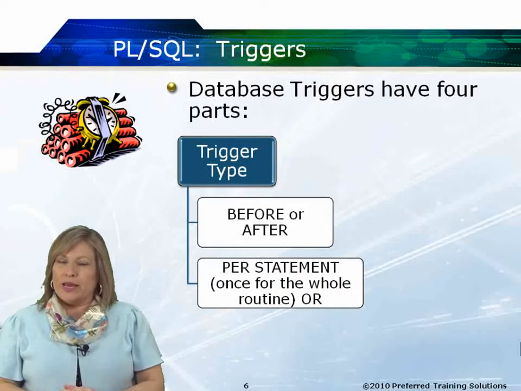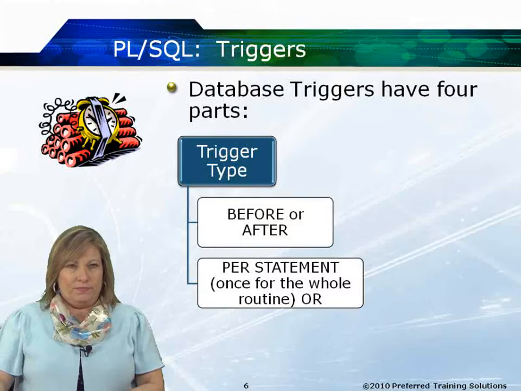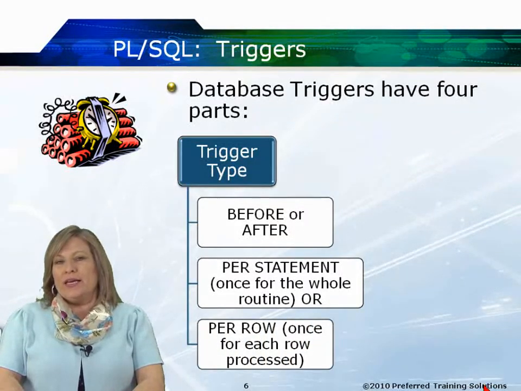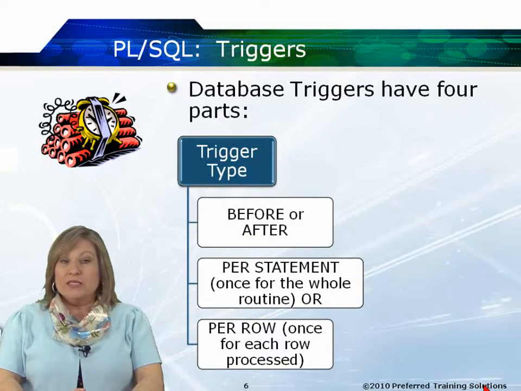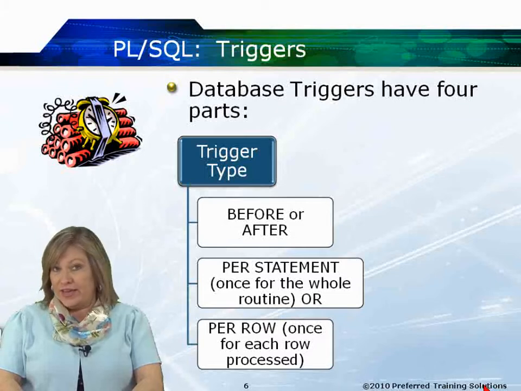Also part of the trigger type is this concept of statement level versus row level. The idea here is that, let's say that we have an update statement. It's going to update all the employees in Department 10. Now, let's assume also that we have a trigger defined on the update event for the employee table.